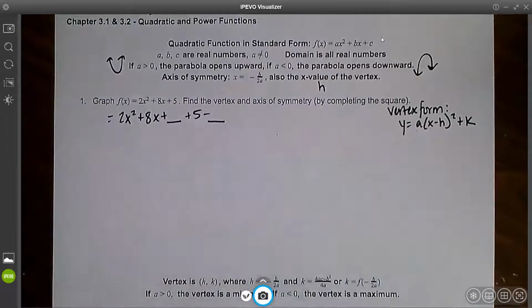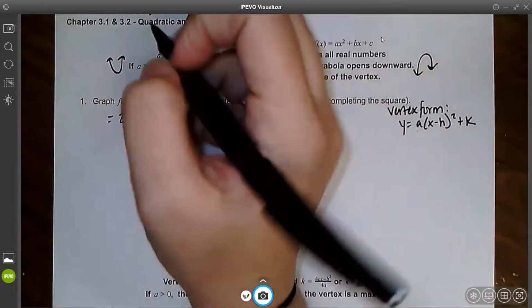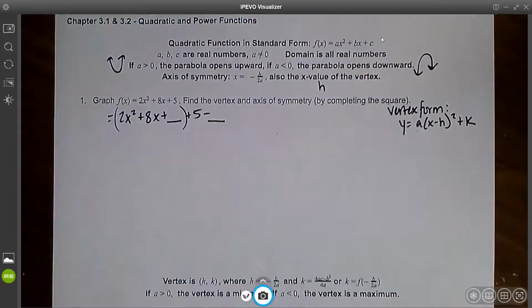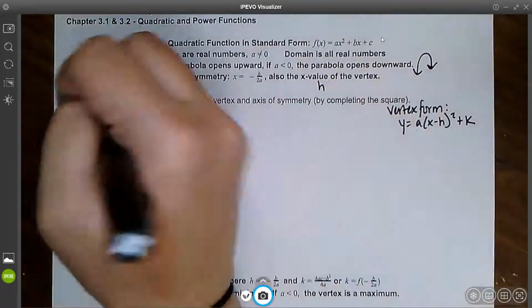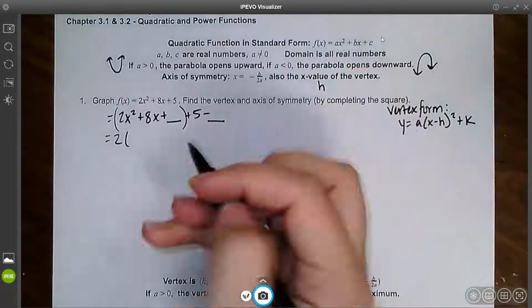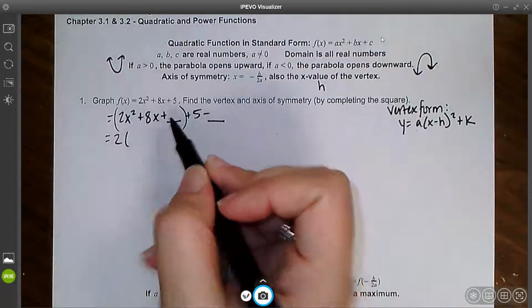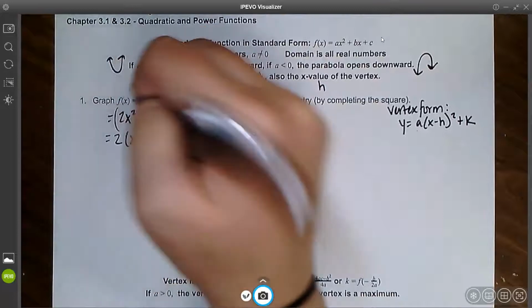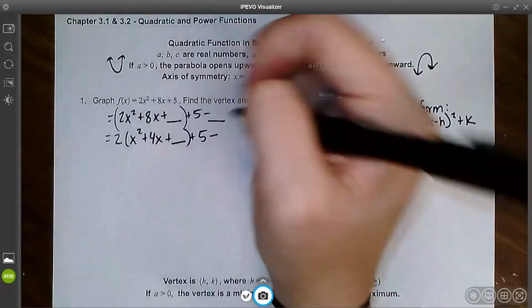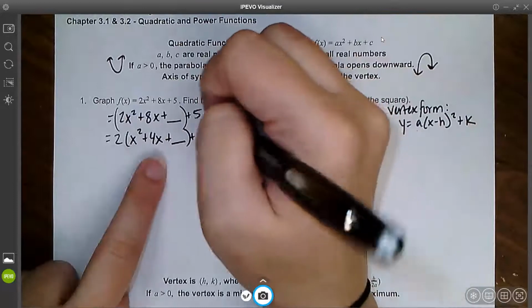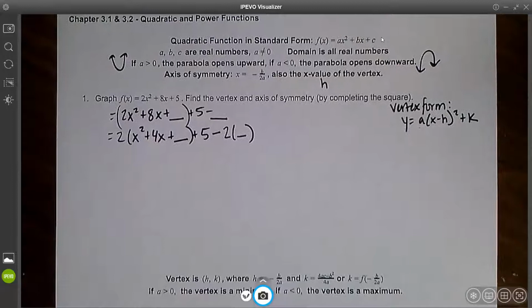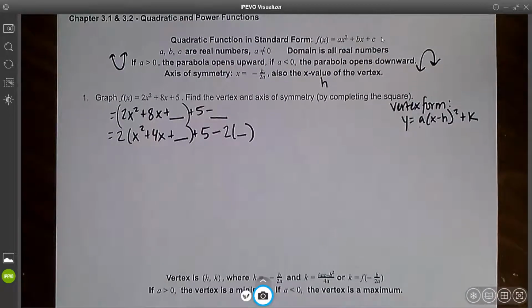So my first step is always to get my GCF out of this piece, and I always put this piece in parentheses. I think it makes it easier to know that this is what I'm working with here. So I'm going to take my GCF out here. So I have 2, and that does not include the x because this one is going to be a constant. And then I'll have x squared plus 4x plus something plus my 5 minus, and then whatever I've done here, I have to say 2 times whatever I'm putting in there. You always have to take your GCF out before you can complete your square.